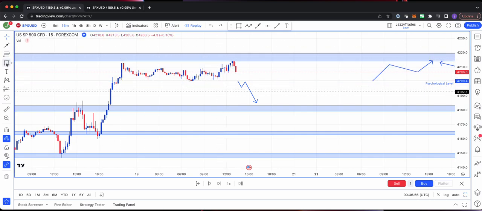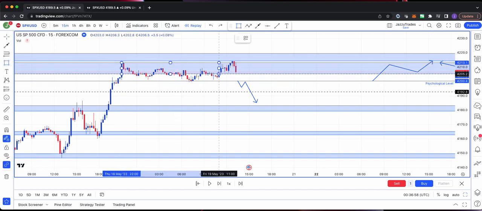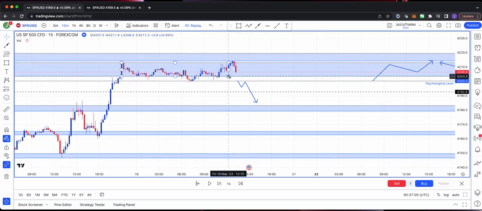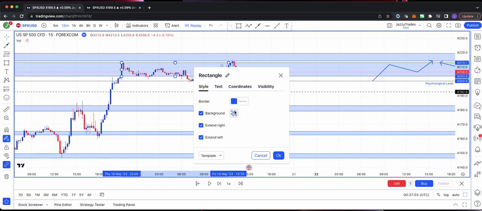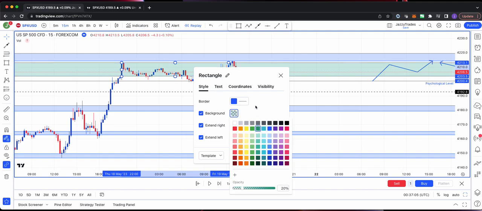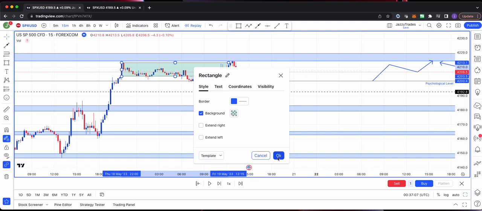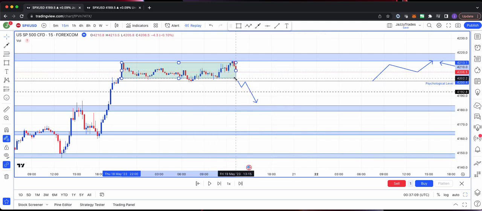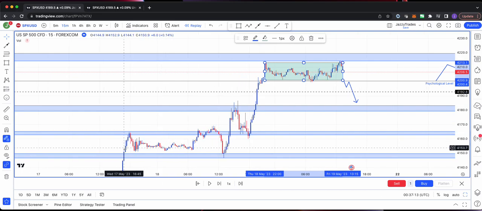Okay, I'll draw a small box and then I'll make it big. Why isn't the green working? Okay, yeah, now it works. So why? Because they consolidated in this box just like before. Yeah, and then we broke out above, right?